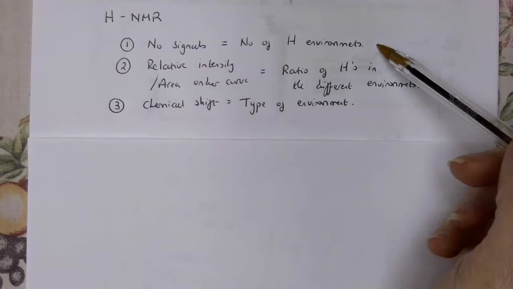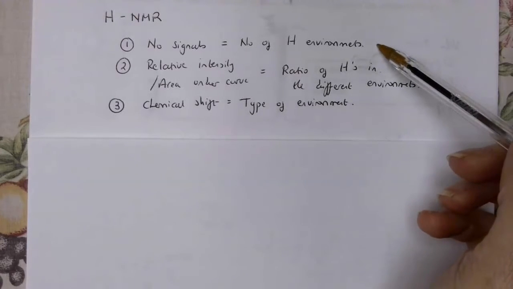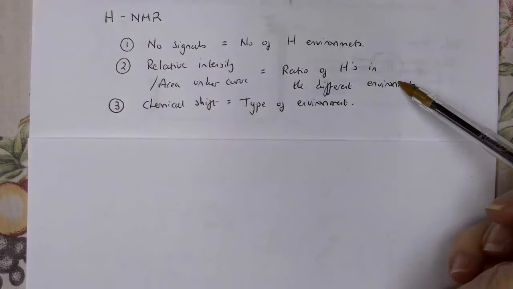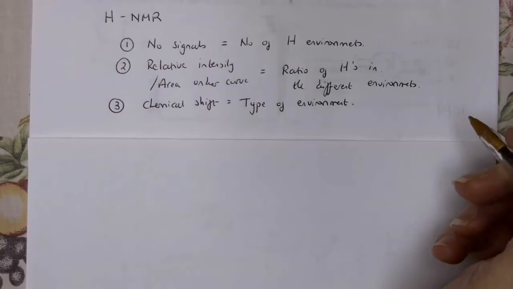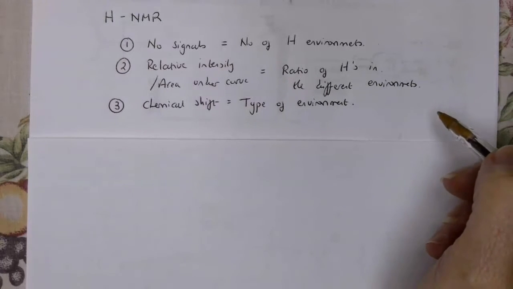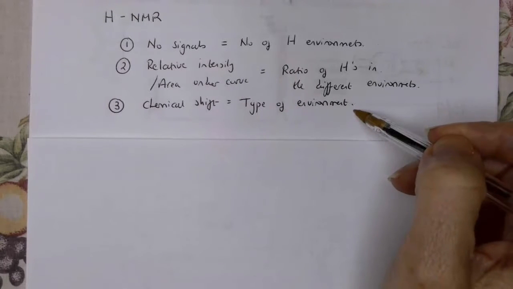As we saw in the other video, the hydrogen NMR gives us three pieces of information. The number of signals gives us the number of different hydrogen environments. So if we have one signal, we only have one hydrogen environment, two signals, two environments, and so on. The relative intensity, or sometimes we call it the area under the curve, or the relative area, gives us the ratio of hydrogens in those different environments. Notice it doesn't necessarily give us the numbers of hydrogens, but the ratios in which they exist. And last but not least, by looking at the chemical shift data, we can get some information about the type of environment that hydrogen finds itself in.